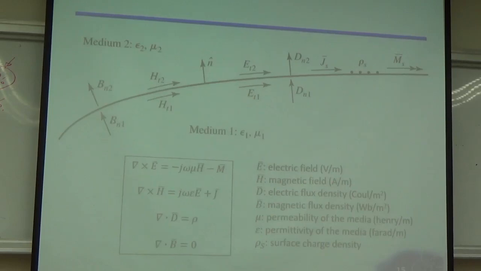When the EM waves go from one medium to another medium, the electric flux density and magnetic flux density change.